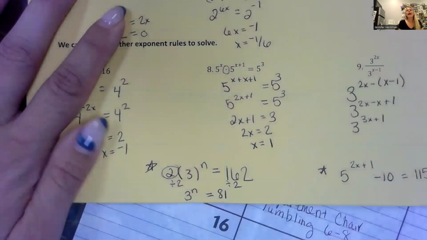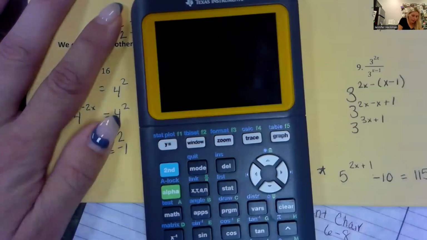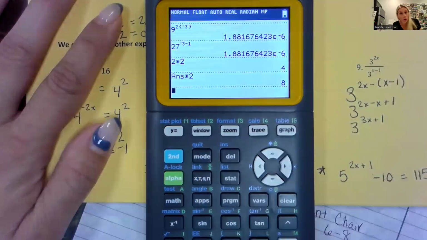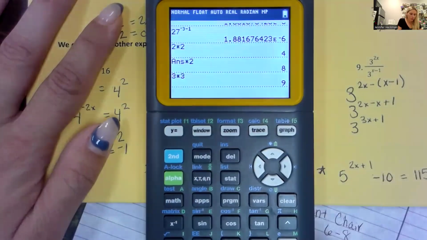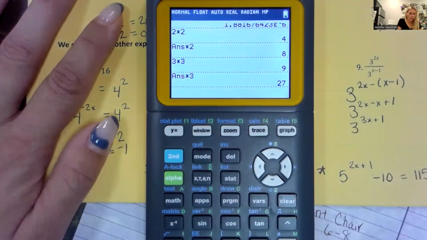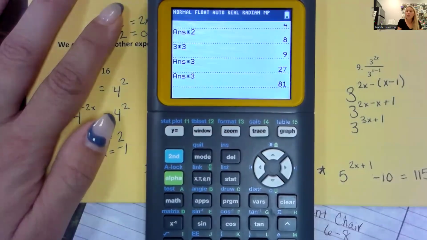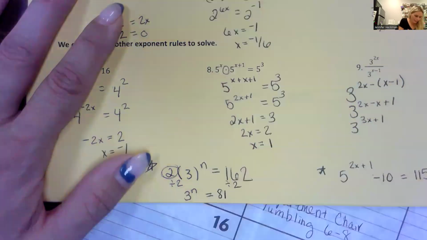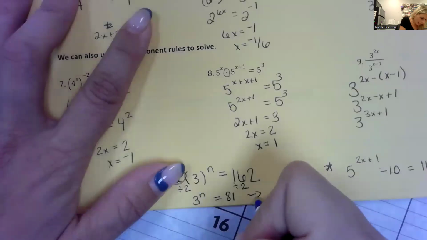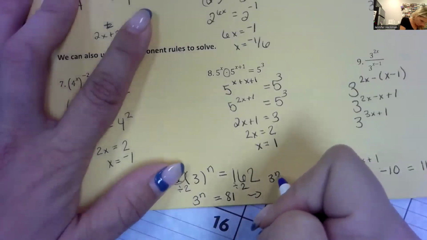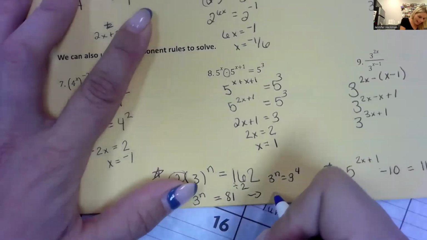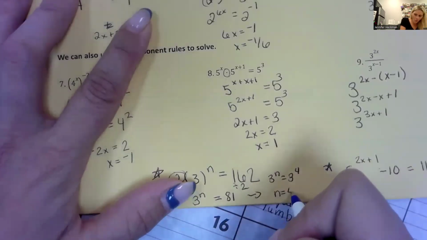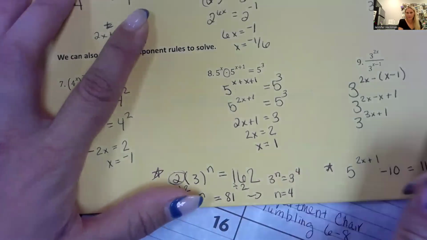Okay? Now I have to change the base. So again, maybe you don't know this off the top of your head, which is totally fine, so I'm going to use my calculator. 3 times 3 is 9. So there's 2 of them. There's 3 of them. And there's 4 of them. Okay, so 81. So this is 3 to the n equals 3 to the 4th, which means n equals 4. And we are done.